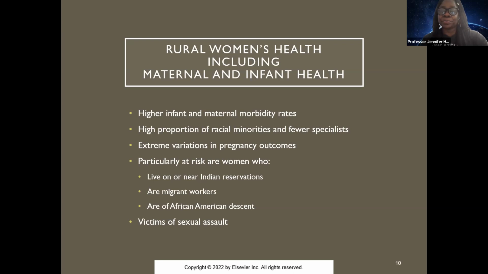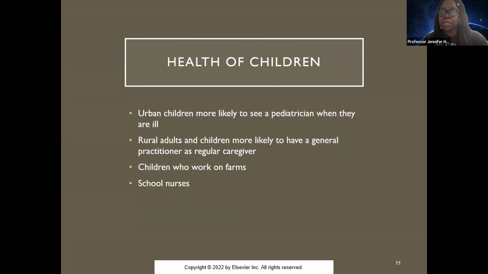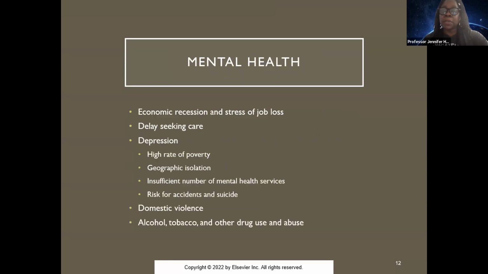So the overall rural populations have higher rates of morbidities, and because there's lack of specialists like pediatricians, obstetricians, gynecologists, victims of assault tend to be what plagues them as well. And then children, of course, being a vulnerable population, and being in rural areas, they're less likely to see a pediatrician for their well child care. School nurses tend to do a lot of the care for them. And they also work on the farms. And so, again, like the workers, they're having a hard time accessing care.